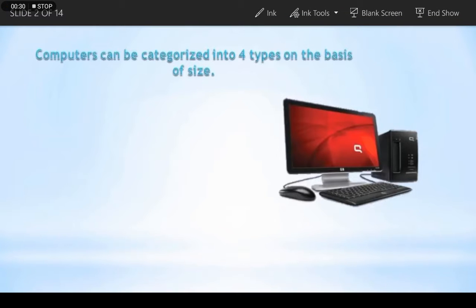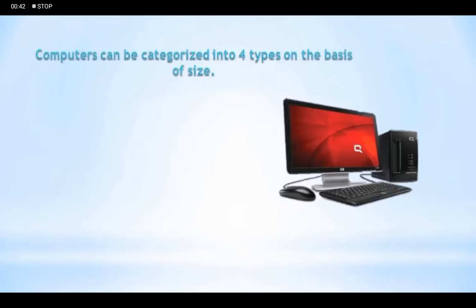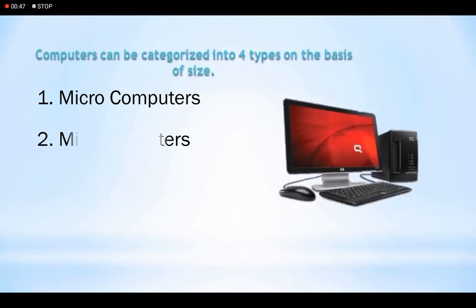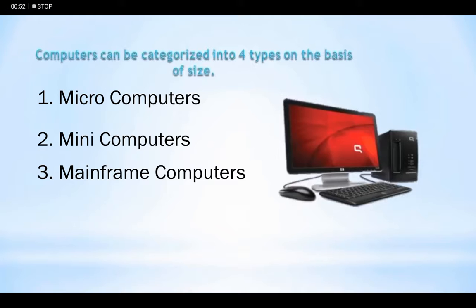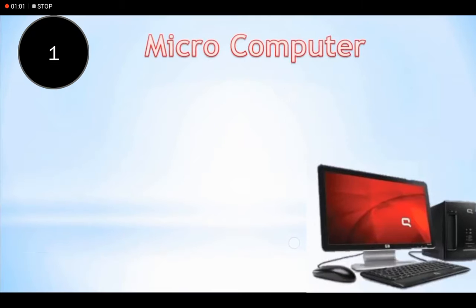So I would like to tell you that computers can be classified or categorized into four types on the basis of size. The four types are: first one is microcomputers, second one is minicomputers, third one is mainframe, and fourth one is supercomputers. So today we will discuss all four types of computer. So first one is microcomputer.